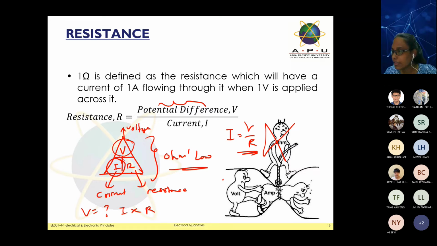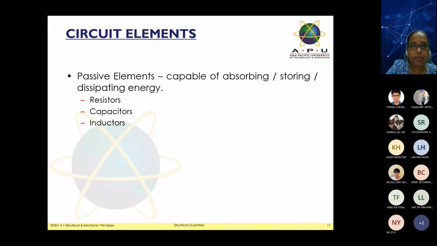I think Muhammad Saad gave me the answer. Thanks for your answer, that's a good try. Okay, let's go to the next one, which is based on the passive element. This passive element we will cover in the resistor topic. We have the capacitor topic. We have the inductor topic.